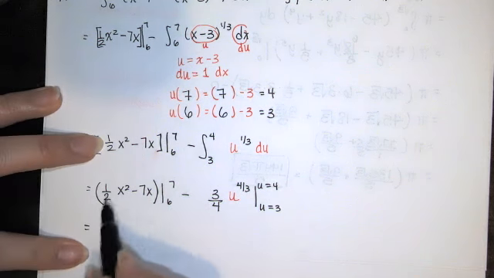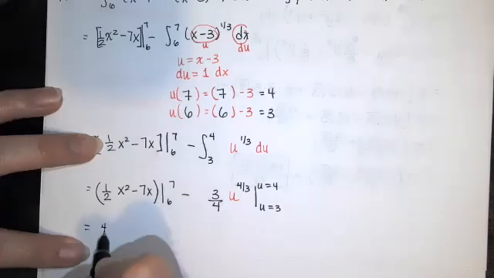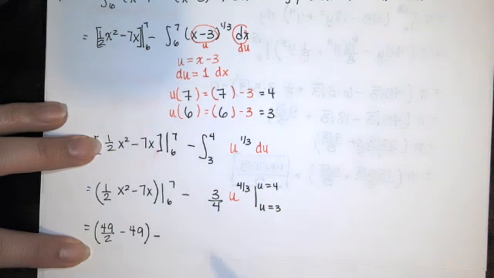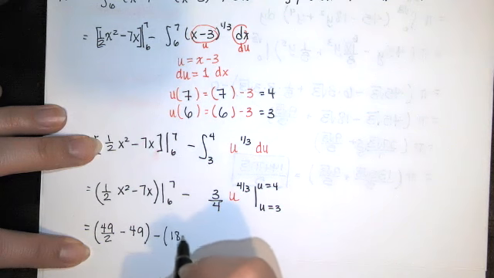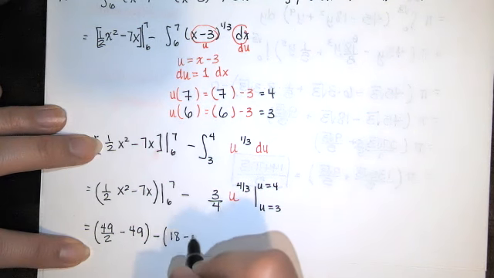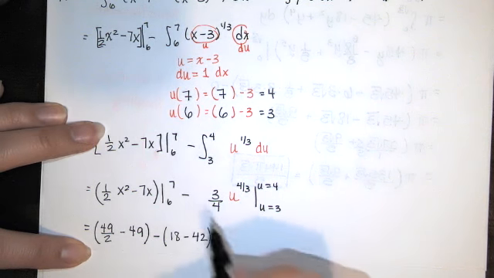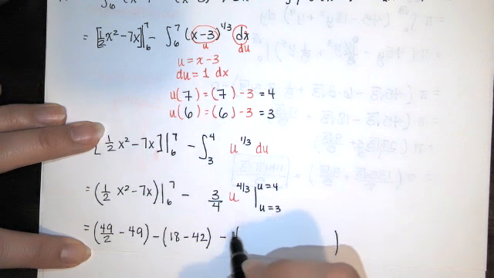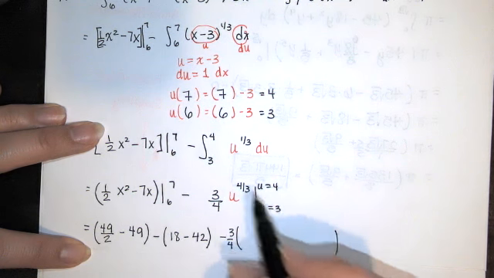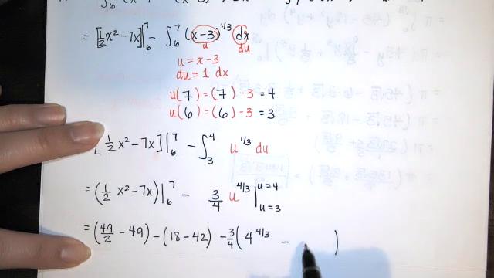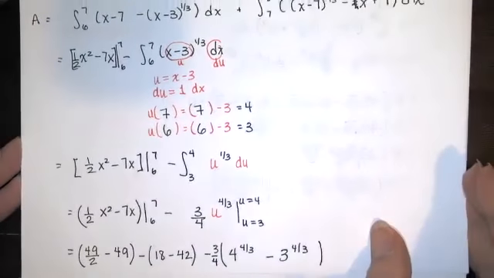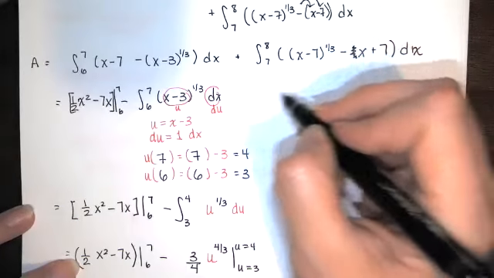So over here, if we substitute in 7, we'll have 7 squared over 2, which is 49 over 2, minus 7 times 7, which is 49. Minus 6 squared over 2, 36 divided by 2 is 18, minus 7 times 6, which is 42. And then here we're subtracting what we get from the fundamental theorem of calculus here. So we have, if you want, you can factor out the 3/4 as well. 4 to the 4/3 minus 3 to the 4/3. Okay, so that's our answer. It's just not simplified.